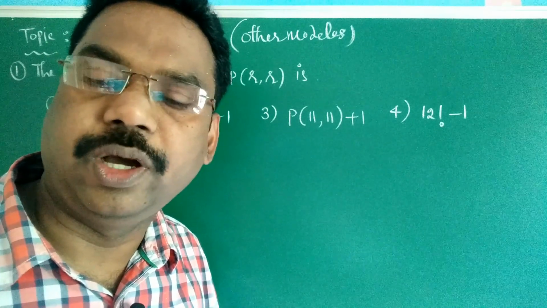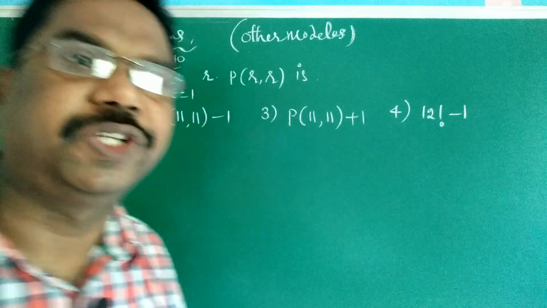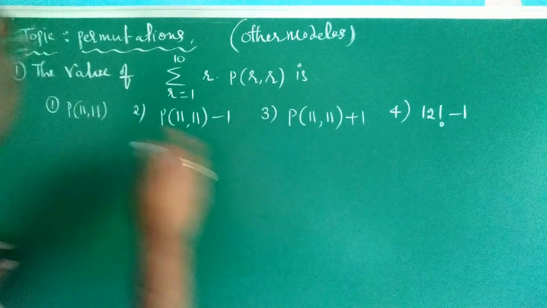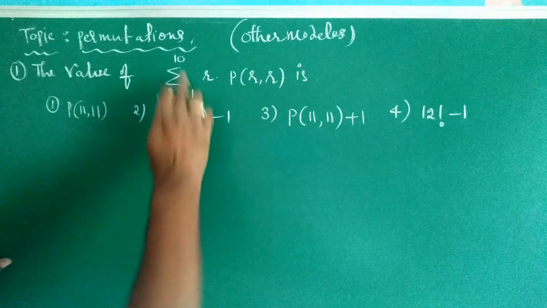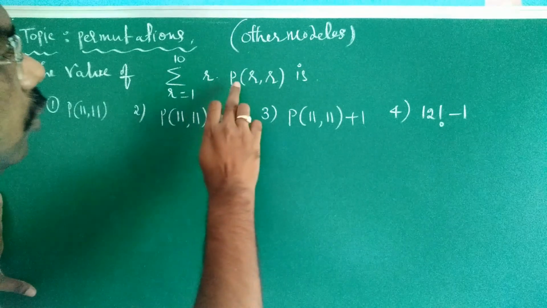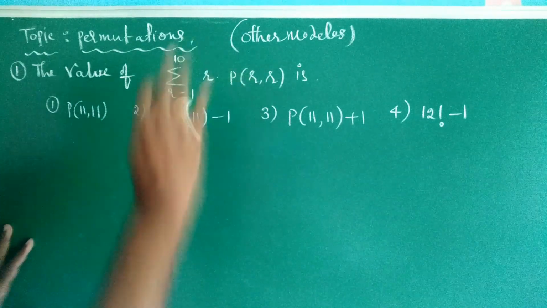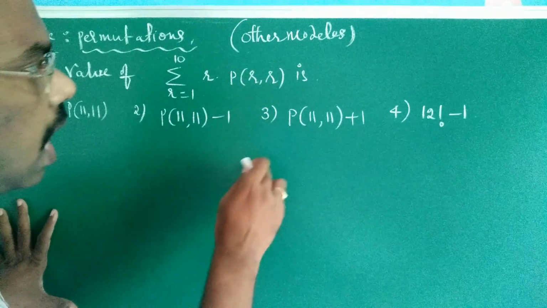Now I am going on. Topic is permutations. Now remaining other models are discussed. Now the value of sigma r equals 1 to 10 of r into PRR. Here PRR means rPr.